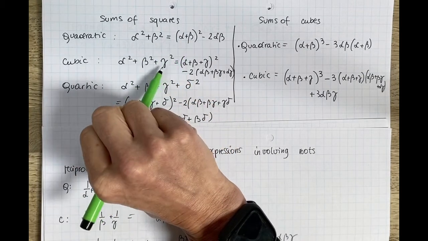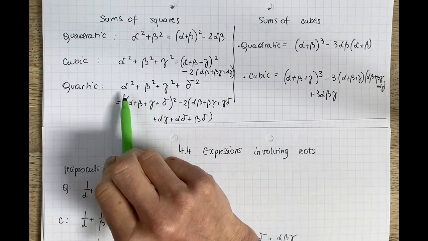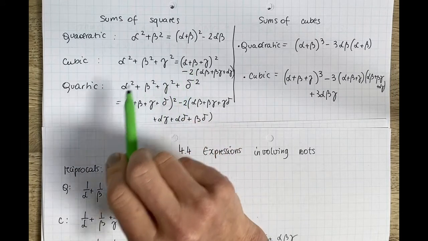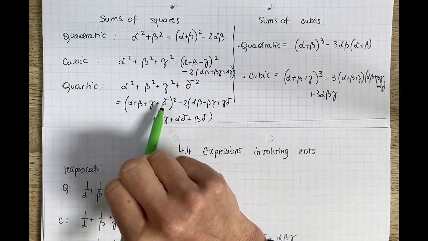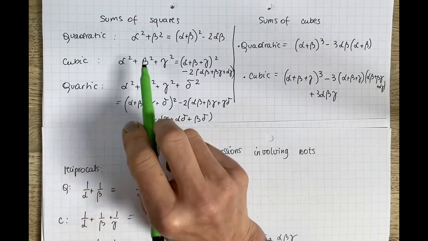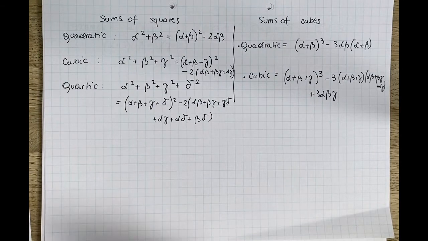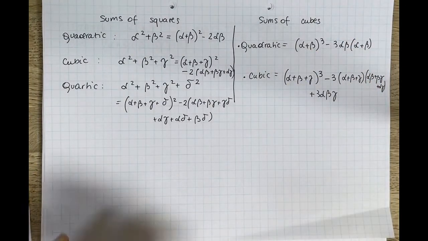We've done cubic already, and this you would obtain by getting alpha plus beta plus gamma plus delta squared, squaring it and rearranging it. These are all very, very similar, the ones on the left hand side. You can really put them together in a very shorthand version.